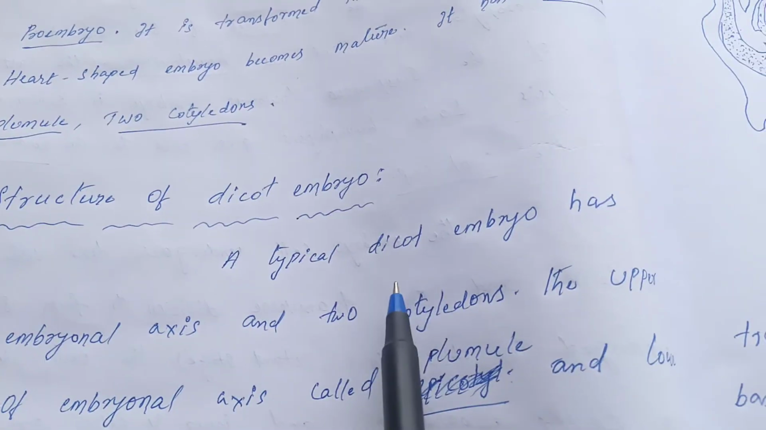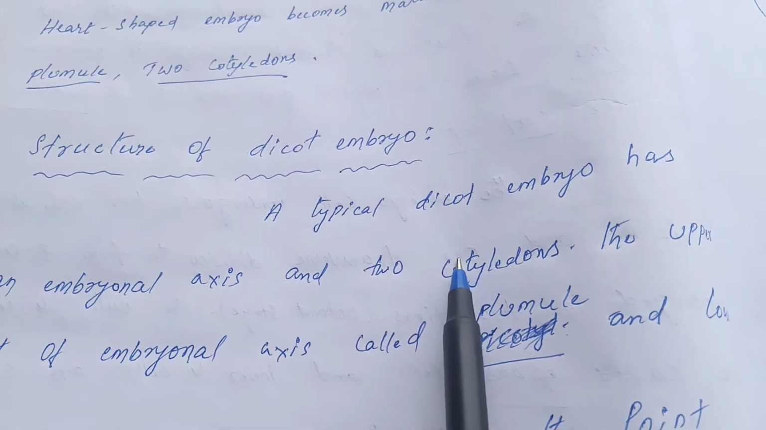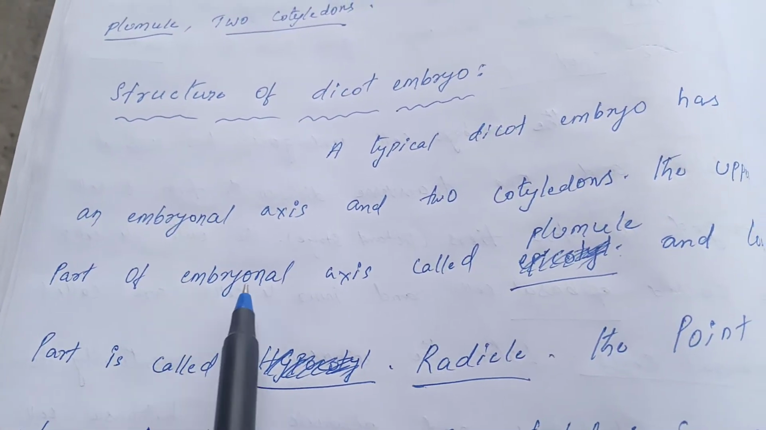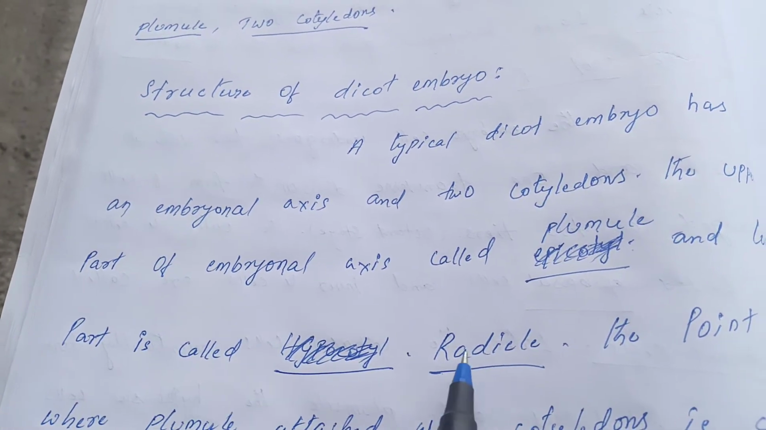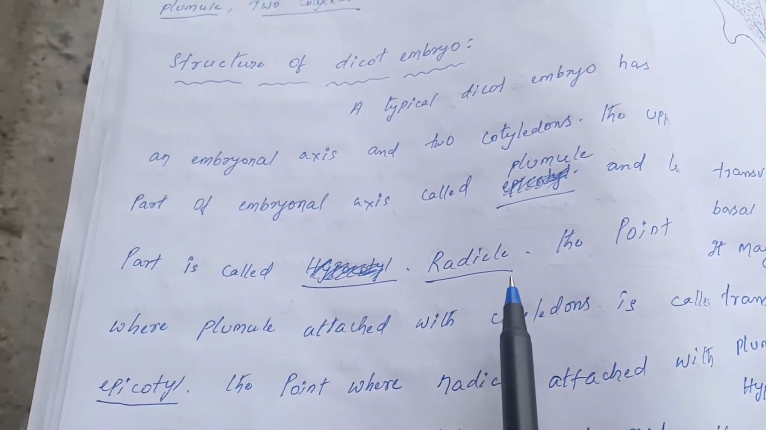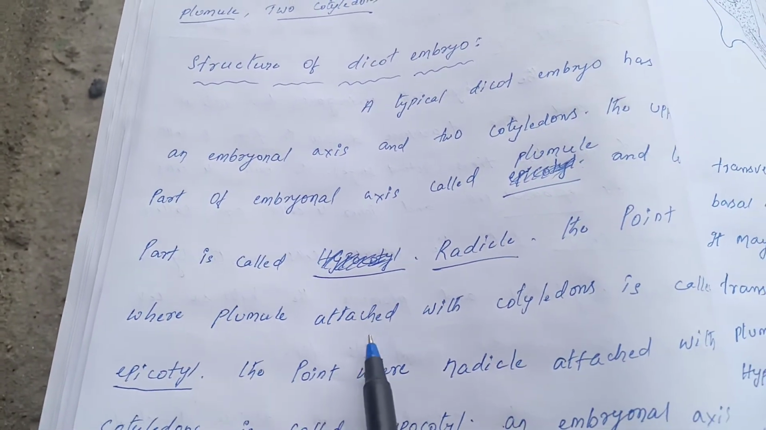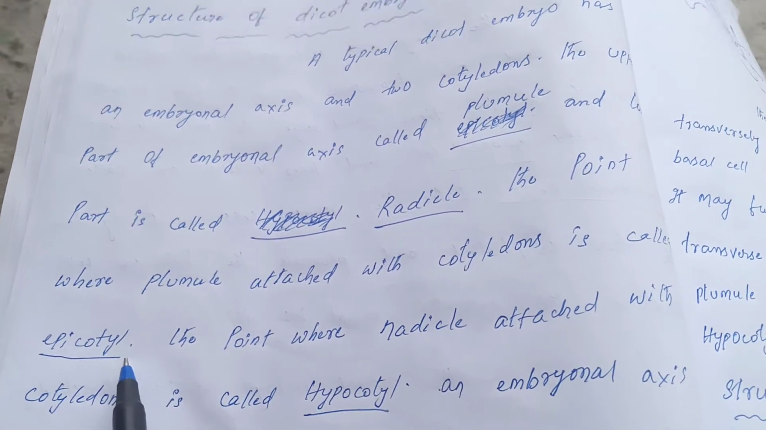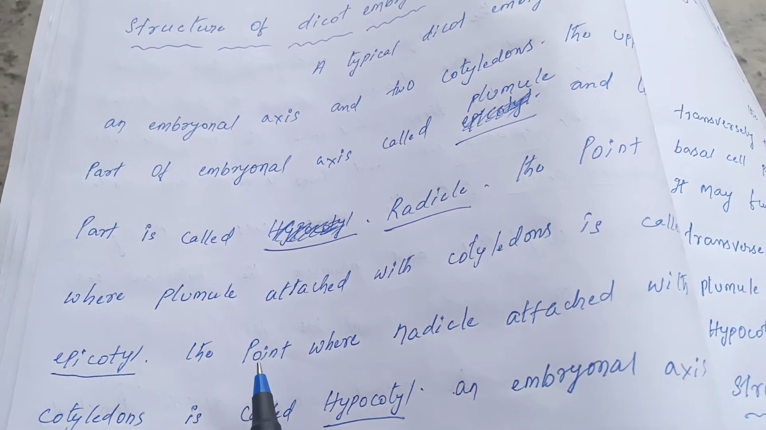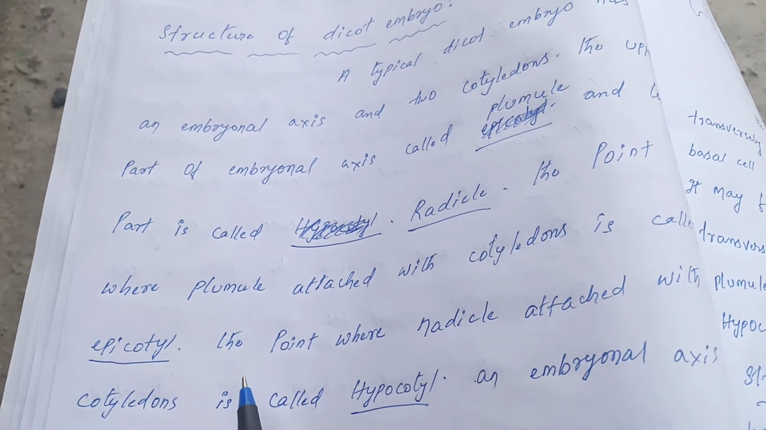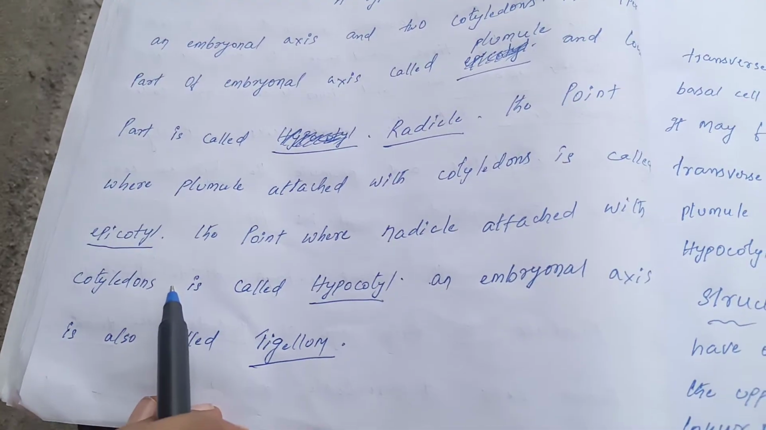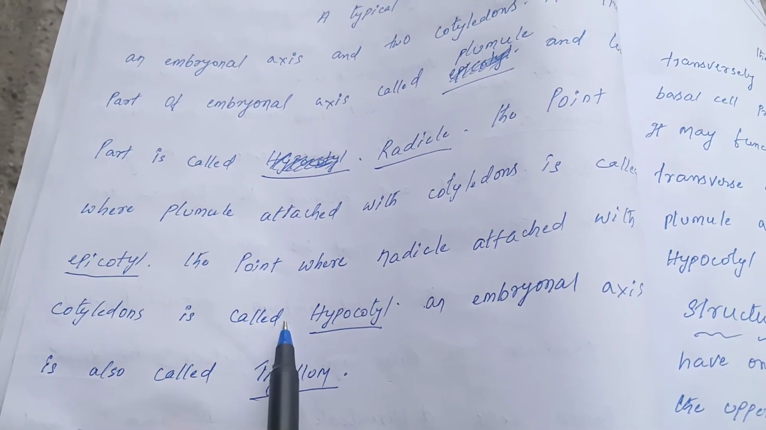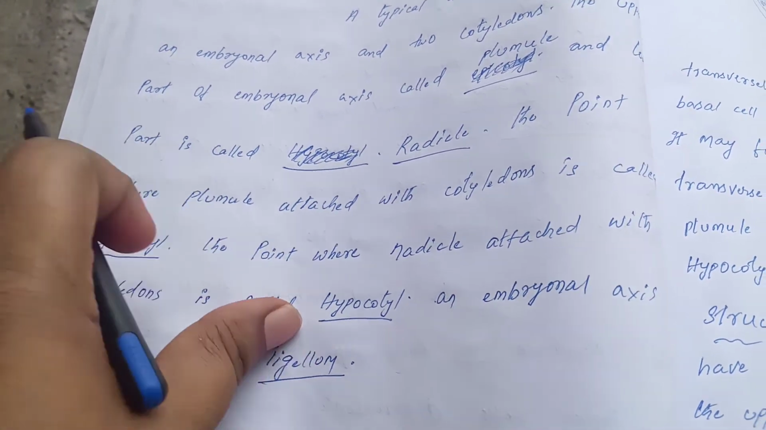So a typical dicot embryo has an embryonal axis and two cotyledons. The upper part of the embryonal axis is called plumule, and the lower part is called radicle. The point where plumule is attached with cotyledons is called epicotyl. The point where radicle is attached with cotyledons is called hypocotyl. An embryonal axis is also called tigellum.